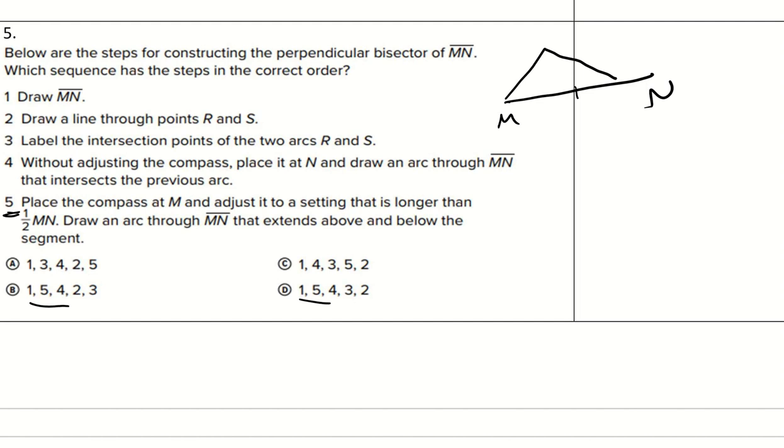So it looks like one of these. Then you're going to draw an arc above and below, and then repeat that for the other side. That looks like step 4: without adjusting the compass, place it at point N. And then lastly, we're going to label the intersection of these points and then draw a line through them. So in that case, that looks like answer D, not B.